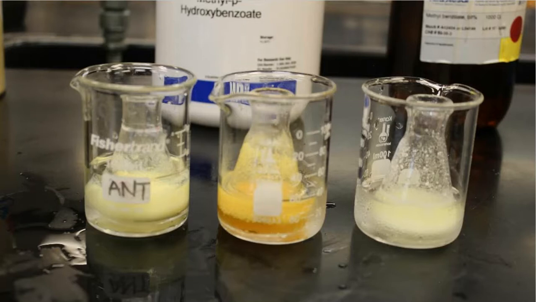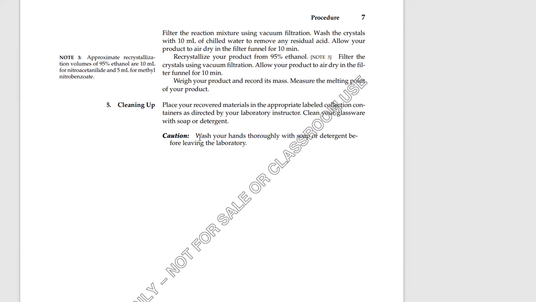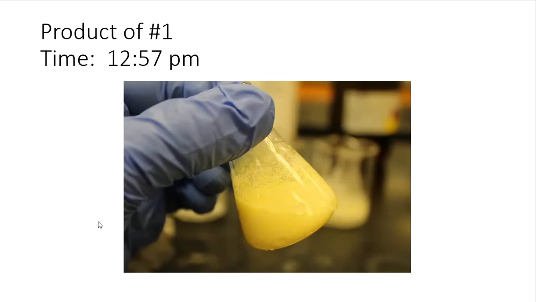And now what we need to do is filter. After we let this set, it says allow the mixture to stand in the ice water bath for 30 to 45 minutes, and we did. Add water, and then allow it to stand for another 5 to 10 minutes to complete the crystal formation, and we did. And then it's going to say filter the reaction mixture using vacuum filtration. All right, so that's easy enough. Again, no one says it's got to be complicated.